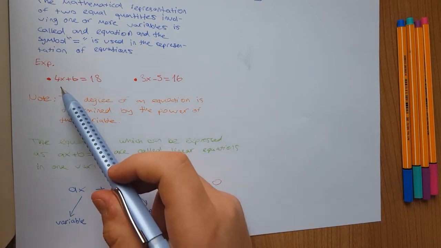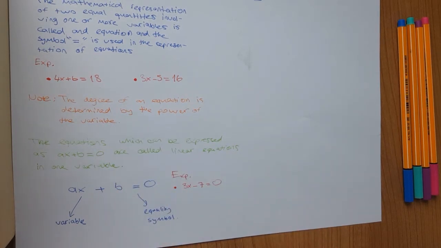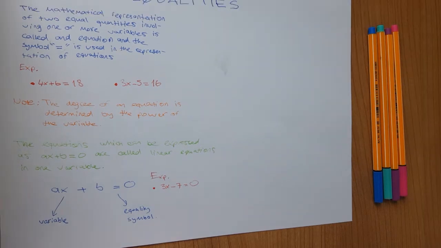Now let's solve these examples. To solve an equation, we need to leave the variable alone. To leave the variable alone, we can use addition, subtraction, multiplication and division.